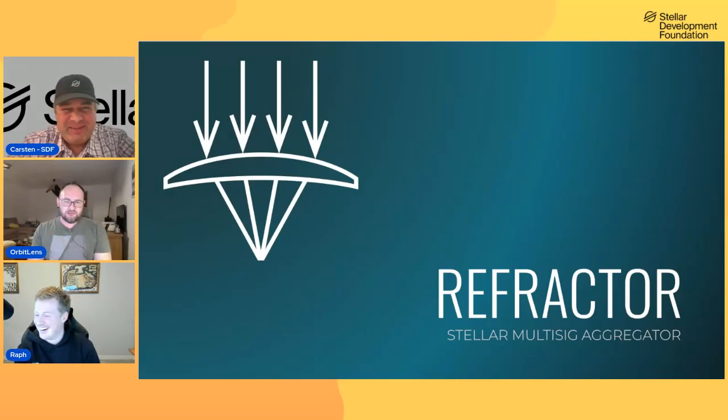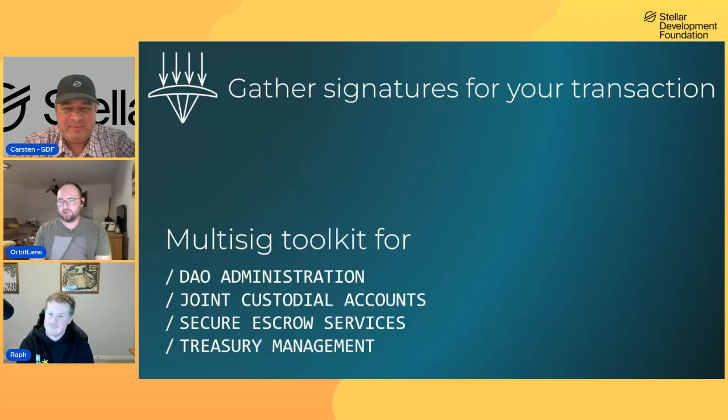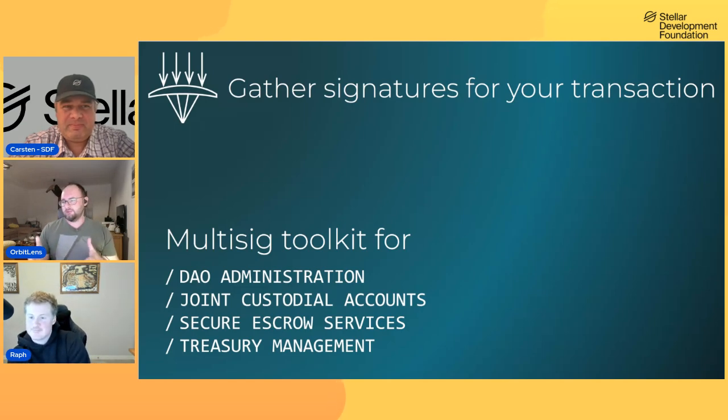So Refractor is a pending transaction storage and multisig aggregator for the Stellar Network. It's a developer-focused service in the first place, but anyone can use it to store transactions and gather signatures required to match the signing threshold. It's been around since 2021, and many active DAO organizations are using it, like Aquarius, Reflector, Blocks DAO at some point.